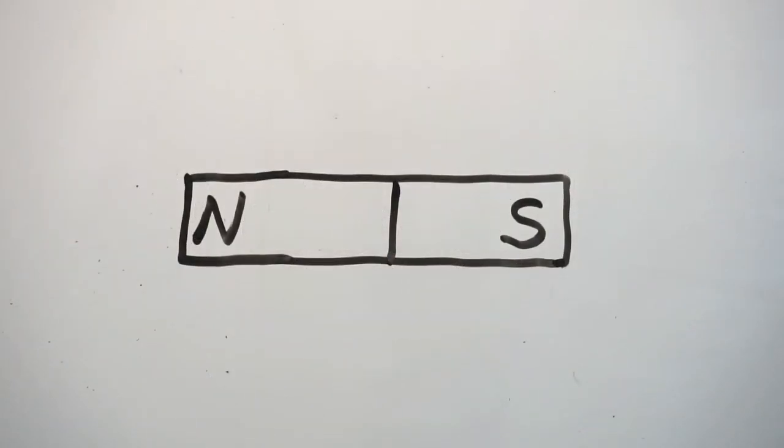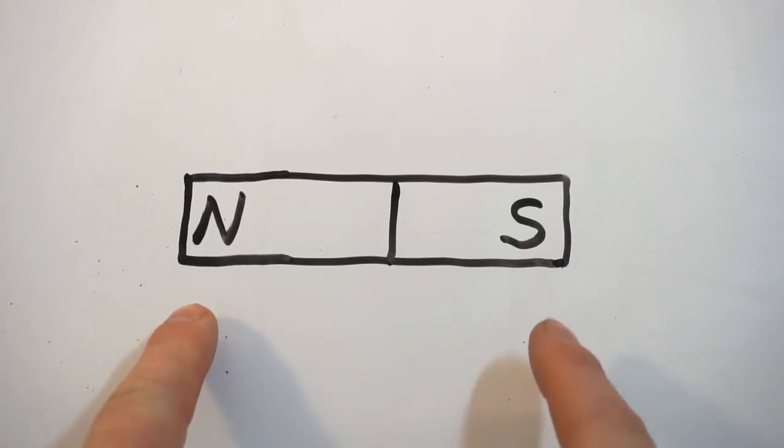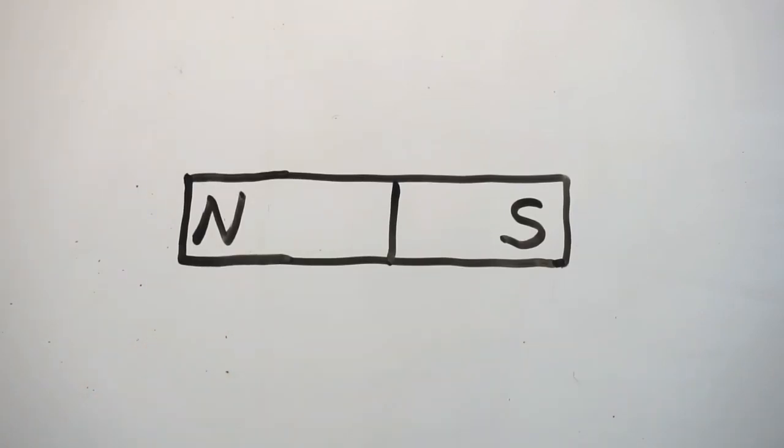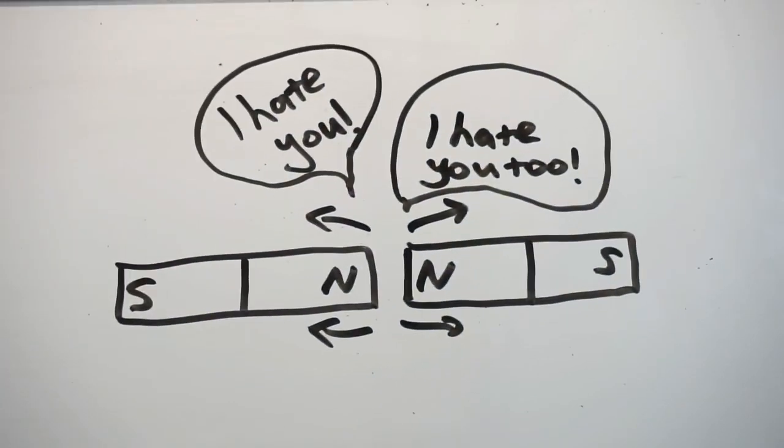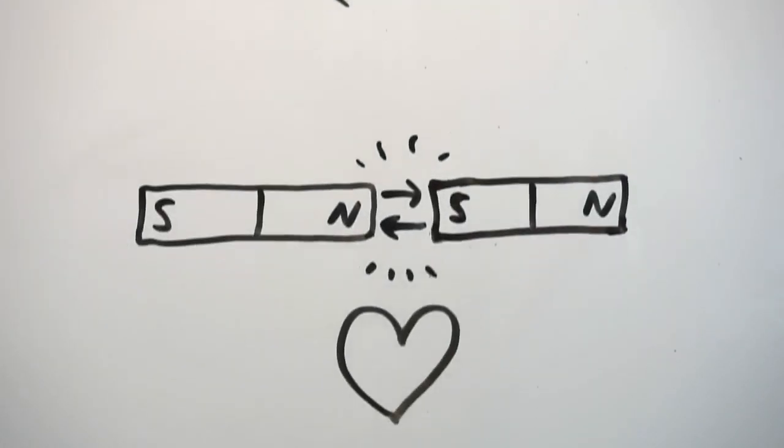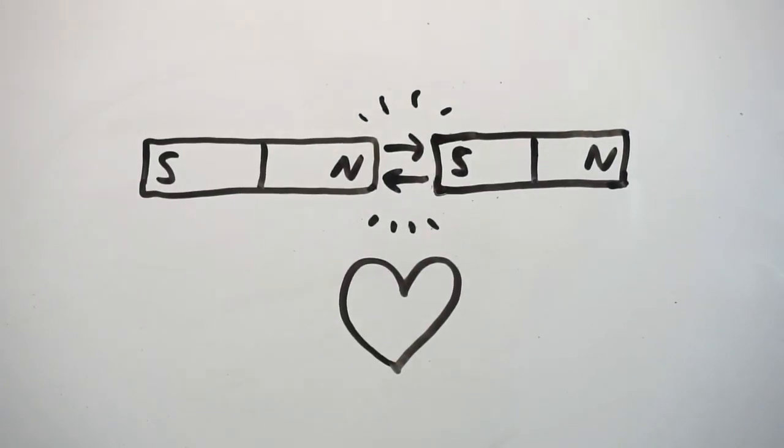Additionally, every magnet has two different ends, a north pole and a south pole. If you try and put two poles of the same type together, like two north poles or two south poles, they will not attract each other. In fact, they'll try and push each other away and repel each other. On the other hand, if you put two different poles near each other, a north pole and a south pole, they will attract each other.